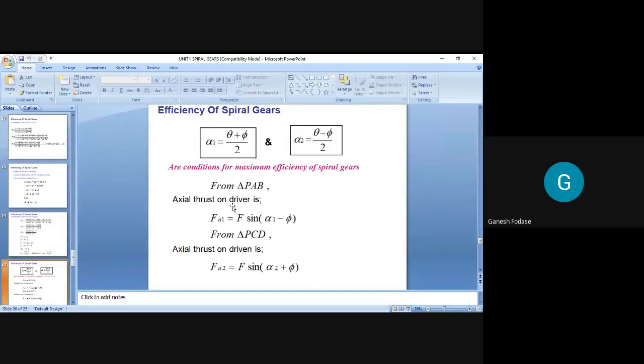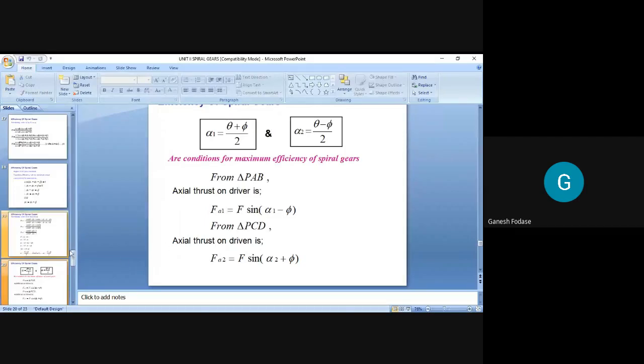Further, as we determined the expression for tangential force, we can also determine it for axial force. So axial force F1 is equal to F into sine of alpha 1 minus pi, and F2 is equal to F into sine of alpha 2 plus pi. These are the expressions for axial force. So here we derived the expression for tangential force, then efficiency, and now axial forces for a spiral gear. The last topic is velocity of sliding.